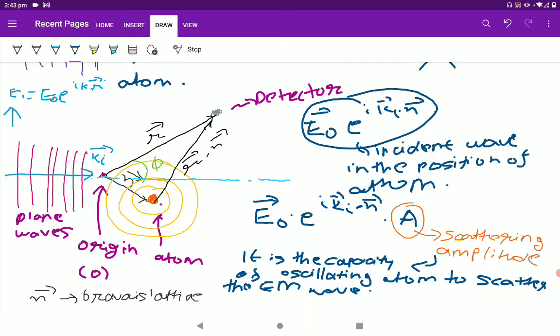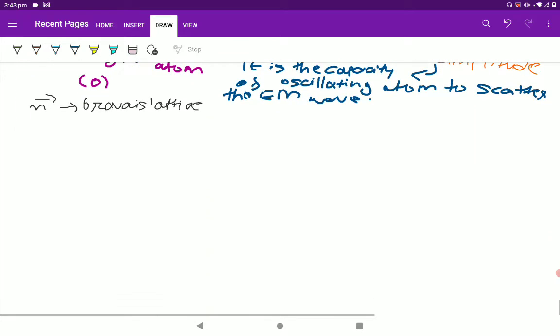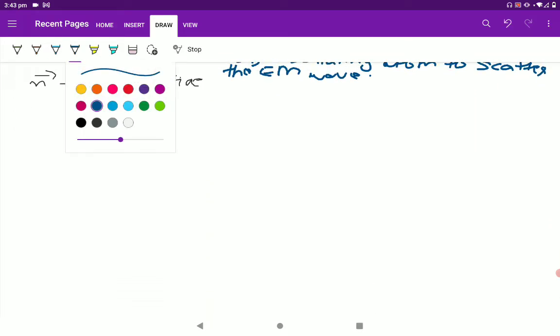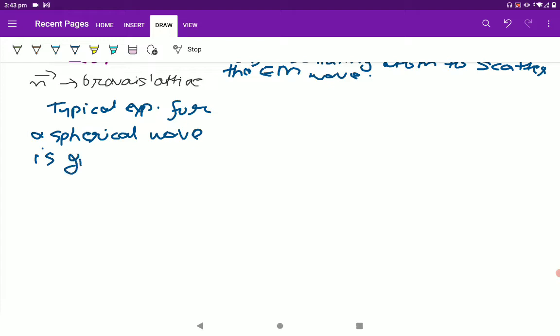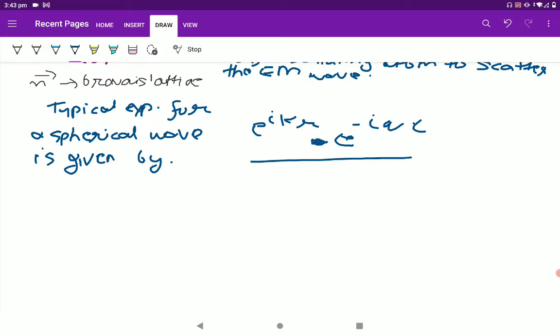Now, what is the typical expression for a spherical wave? A typical expression for a spherical wave is given by e^(ikR minus i omega t) divided by R. Sorry, this is a multiplication, and omega t is in the exponent, divided by R. So this is the typical expression for the spherical wave.